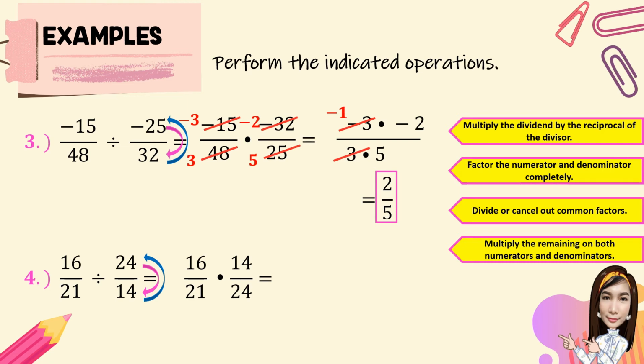Now 16 and 24 have a greatest common factor, which is 8. 16 divided by 8 is equal to 2. 24 divided by 8 is equal to 3. 14 and 21 have a greatest common factor, which is 7. So we can cancel 14 divided by 7 is equal to 2. 21 divided by 7 is equal to 3. Then multiply the remaining on both numerators and denominators. So on the numerator we have 2 times 2, and on the denominator we have 3 times 3. So 2 times 2 is equal to 4, and 3 times 3 is equal to 9. And that is the final answer.